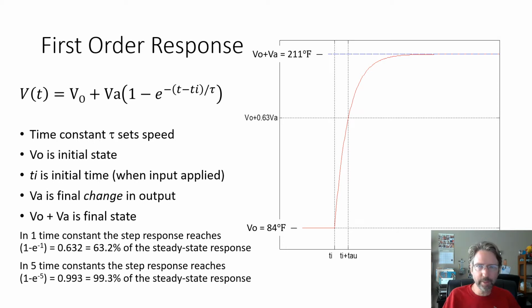So just as the math behind that response, the first order response is this one. It's a 1 minus an exponential decay. So over time, this goes to 0, and we're left with a steady state value set by this amplitude VA and offset by VO. So here we can see that the temperature in that video started at around 84 degrees.